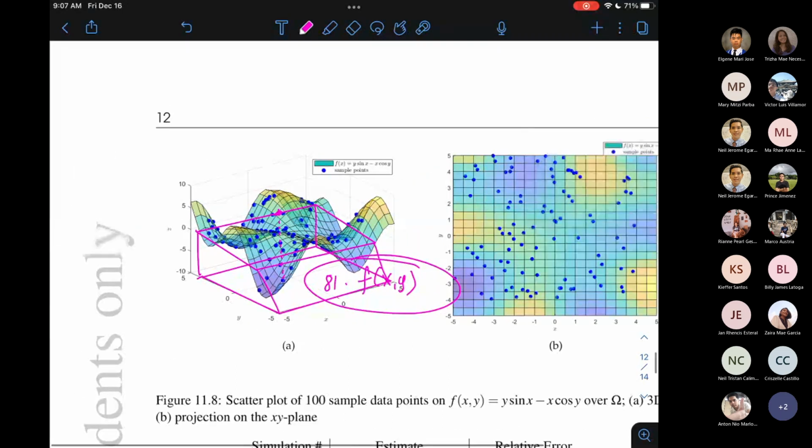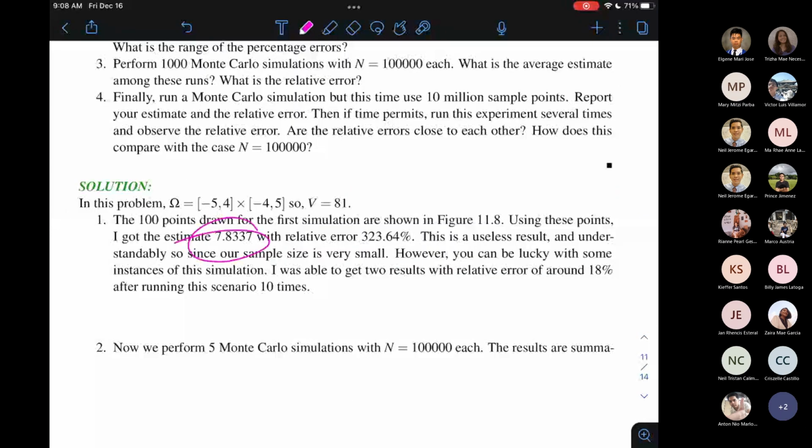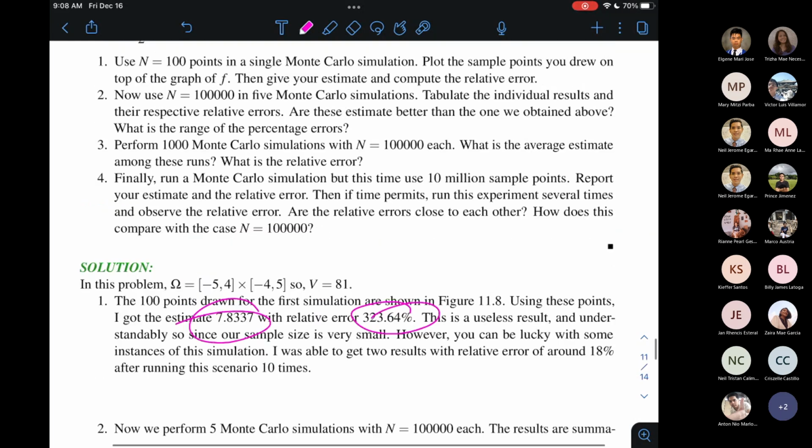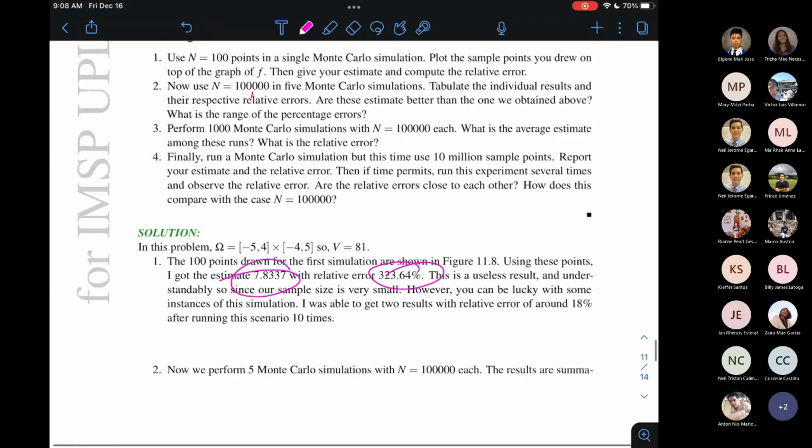And if you do that, what did I get? I got 7.83, or with relative error, 300%. So again, 100 points is not enough. So what I did in number 2 was I used 100,000 random points for the Monte Carlo simulation.